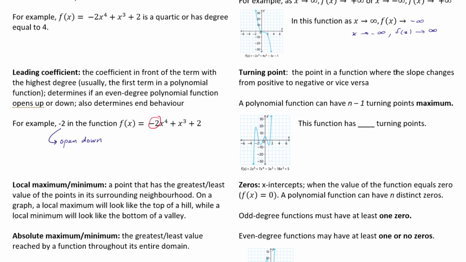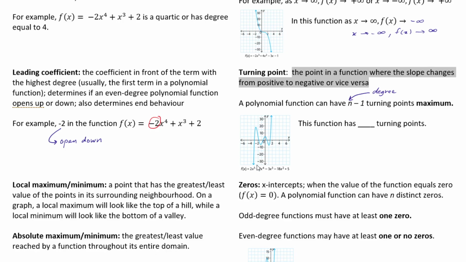Take a look at turning points. A turning point is a point in a function where the slope changes from positive to negative or vice versa. So a polynomial function can have n-1 turning points maximum, right? Where n is the degree of the polynomial. So for example, if you have degree 2, which is to say a quadratic, the maximum number of turning points you can have there is 1.